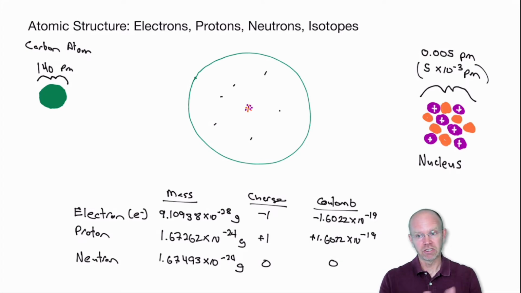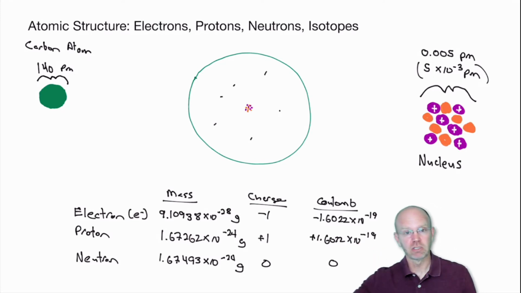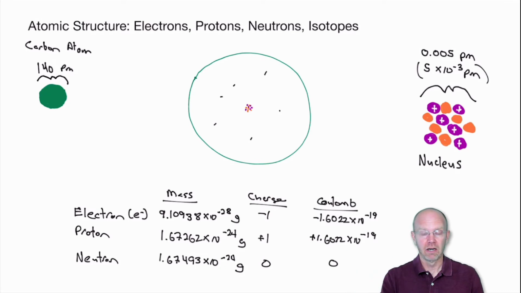That negative charge is counterbalanced by protons, which are in the nucleus. The nucleus is super tiny. So if we zoom in again to a degree where we could see something that is 0.005 picometers, that's 0.005 times 10 to the minus 12 meters. Tiny, tiny center is called the nucleus. And within that nucleus are the positive charges, the protons that counterbalance the charge on the electrons. The entire atom is neutral.